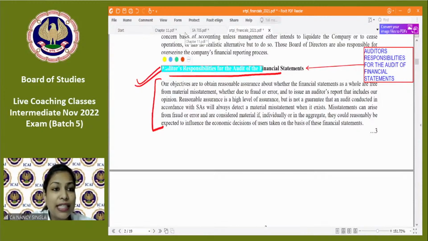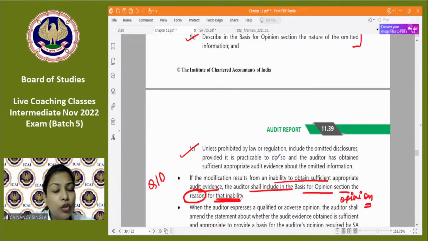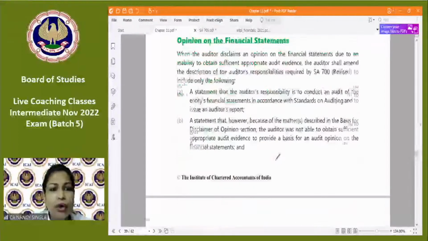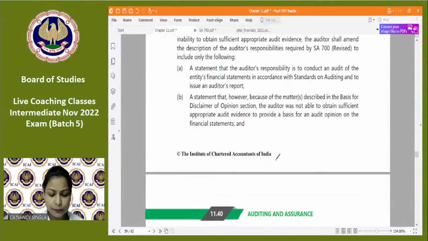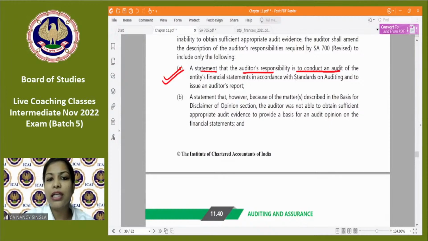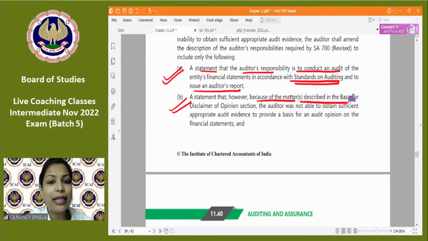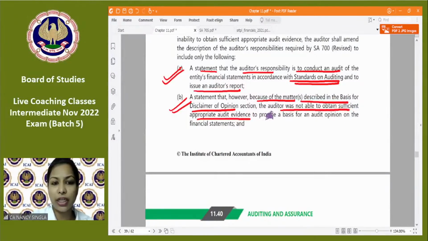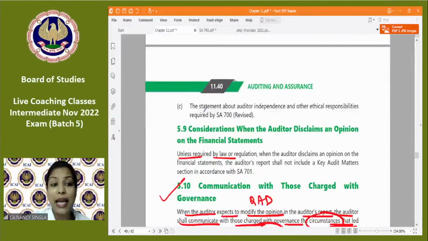So then, from SA 705, which responsibilities do we have to write? It is very simple. What does the auditor simply have to write? The responsibilities in a disclaimer of opinion are different. What are these? That a statement that the auditor's responsibility is to conduct the audit in accordance with SA and to issue an audit report. That this was our responsibility. A statement that, however, because of the matters described in the basis of disclaimer of opinion section, the auditor was not able to obtain sufficient appropriate audit evidence to provide a basis for an audit opinion on the financial statements, and that the statement about auditor independence and ethical responsibility.